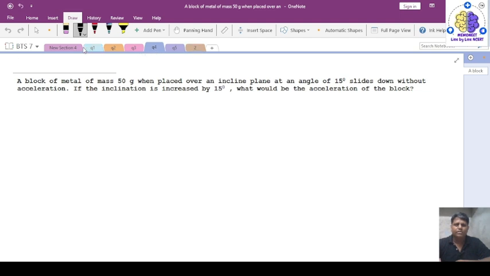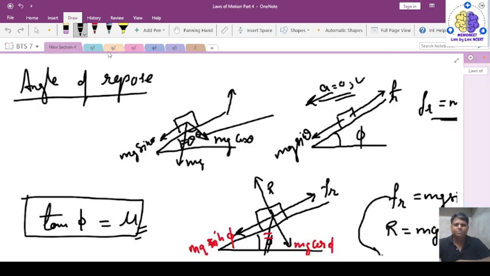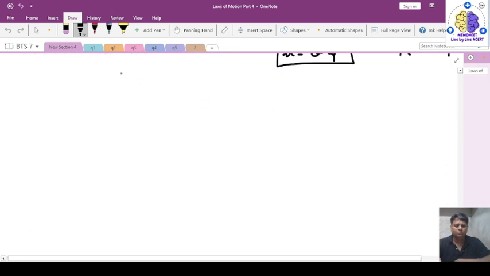Now let's see some more concepts. Let's see more about the inclined plane. The most important thing on the inclined plane is resolving the force. Most commonly, the very first step for the inclined plane will be resolving the force.